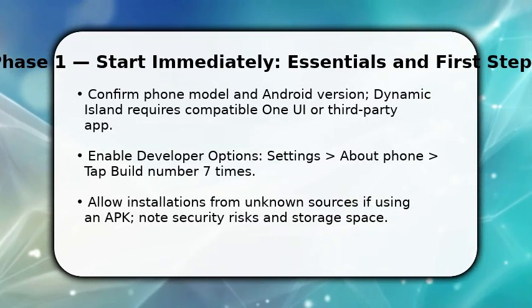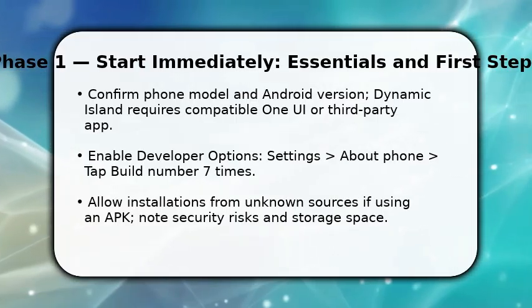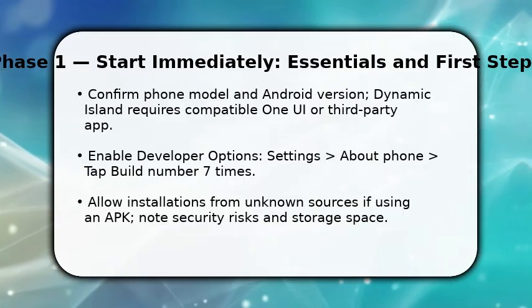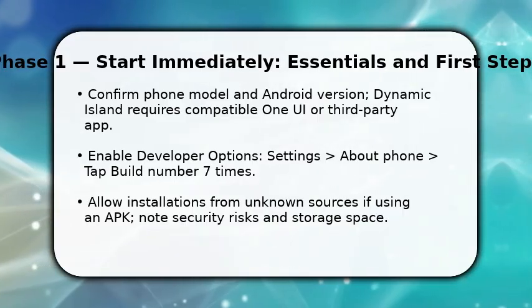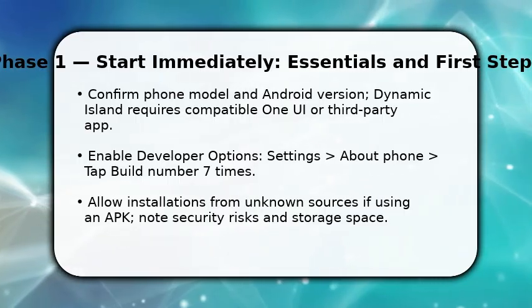You begin by verifying compatibility and preparing the phone. Check your model and One UI or Android version so you know why features may differ. Once done, enable developer options by tapping build number 7 times.